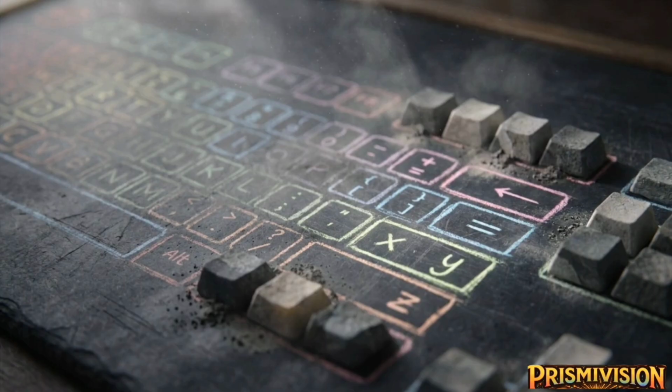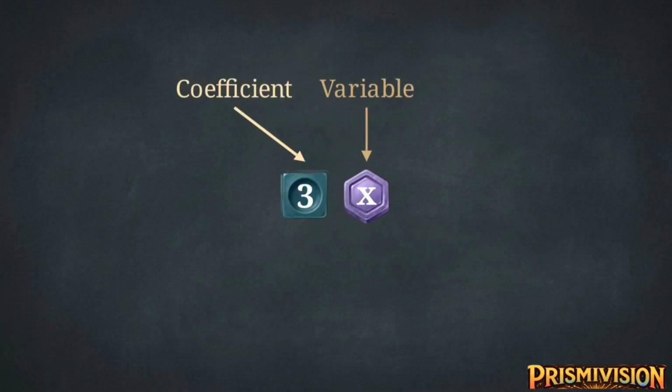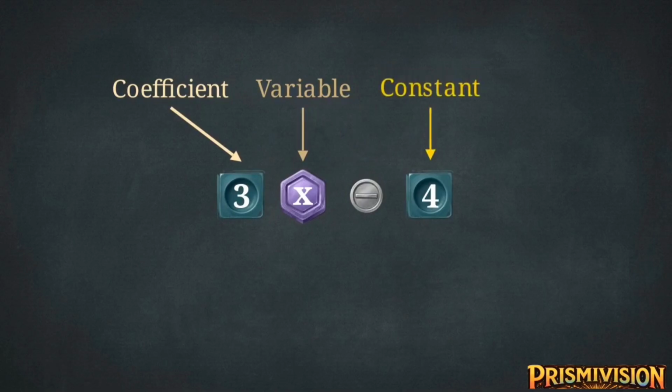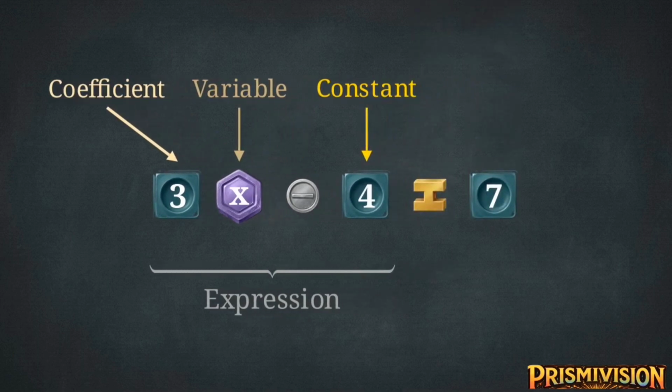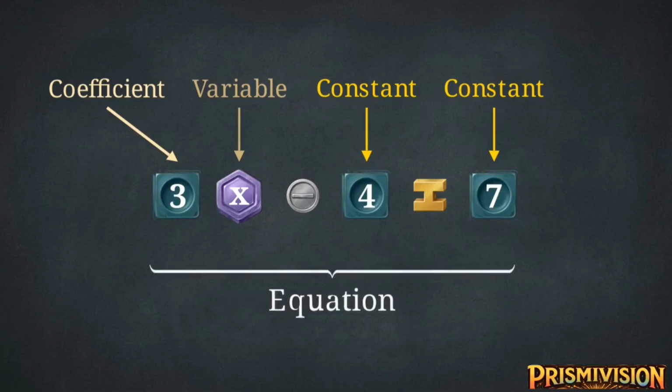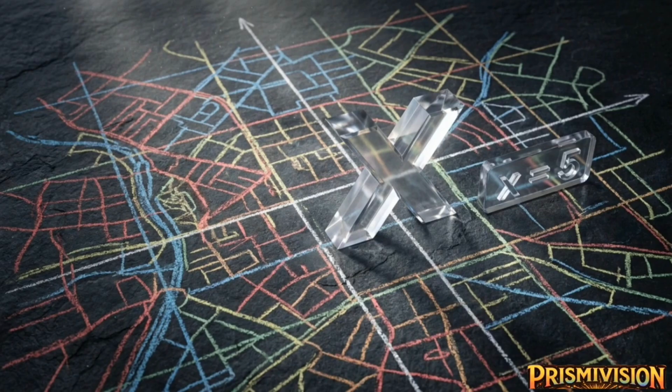To read this structural shorthand, you need to understand its basic alphabet. The core of algebra is the variable, a specific letter, like X or Y, standing in for a quantity that we either don't know yet or one that can change. Surrounding variables are strict modifiers. Constants are fixed numbers, and coefficients are multipliers attached directly to the variable. Combine these pieces without an equal sign, and you get an expression. But once you state this expression equals something else, it becomes a solvable equation. Translating messy, real-world variables into this strict symbolic alphabet provides a standardized map to locate and identify hidden values.